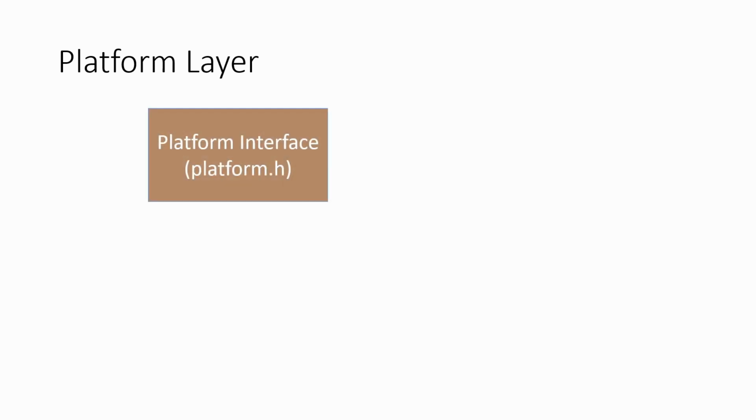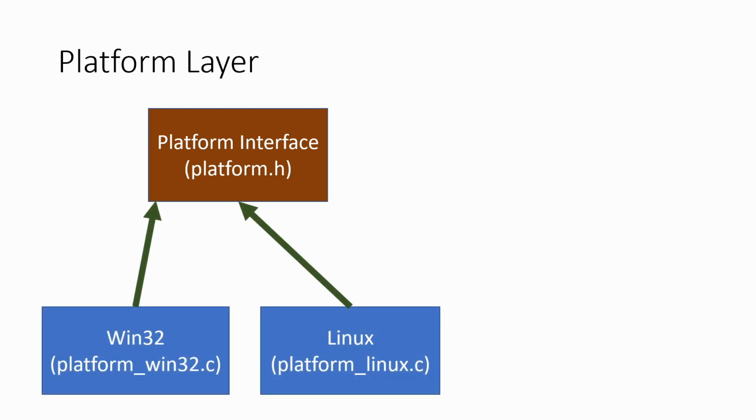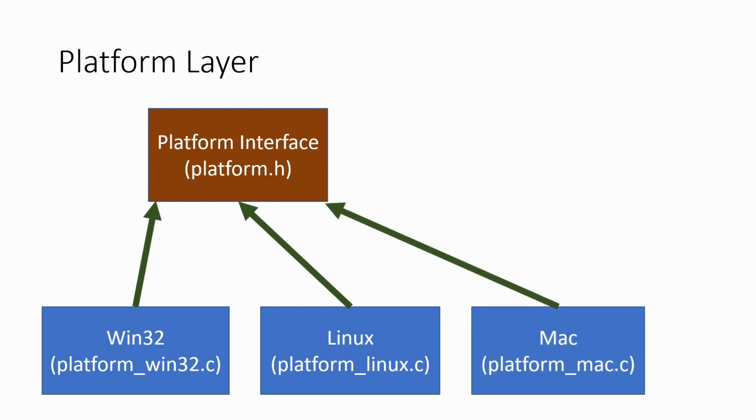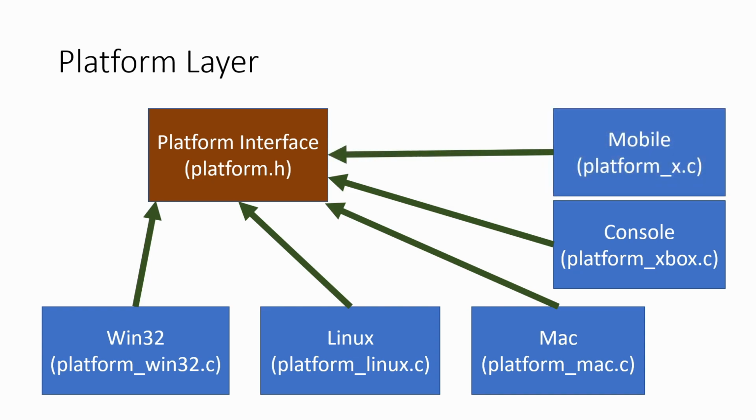So what is our platform layer going to look like? Well, we're going to have a platform interface, which I mentioned before. That's going to be a platform.h file. This will not contain any platform code itself. However, it will contain function signatures to call into platform code. And so behind this, our implementation of this interface, if you will, we'll have various C files, right? So we'll have one for Win32, we'll have one for Linux, we'll have one for Mac, and then maybe at some point we'll have one for Xbox or PlayStation and one for mobile operating systems, things of that nature, right?